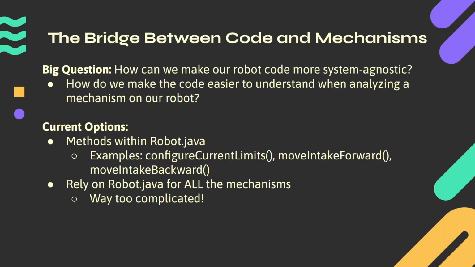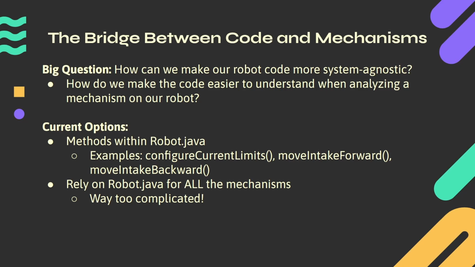The first thing I want to talk to you about is this big question that I've been hinting at, and Griffin has also been hinting at throughout the previous videos. How do we make our robot code more system agnostic? The big idea here is how do we make the code easier to understand when analyzing a mechanism on our robot? Because think about it, we are writing code for a robot to compete in a high-intensity competition setting. So you want to be able to read code as quickly as possible, but you also want other people to be able to explain and understand code as quickly as possible too.